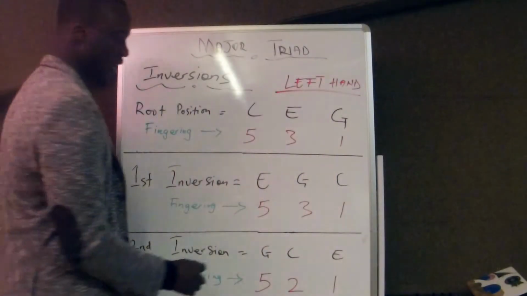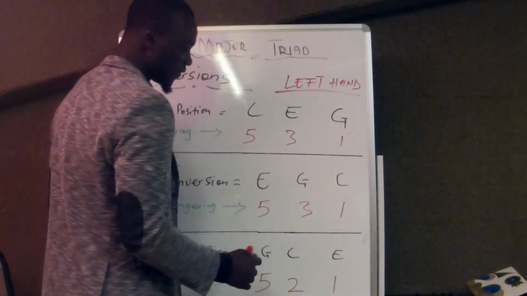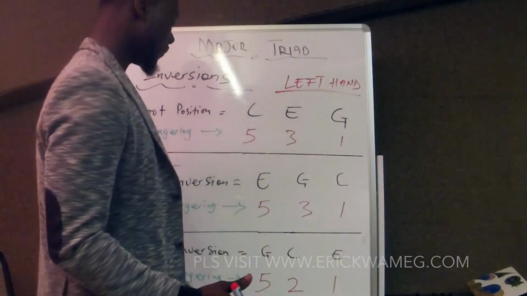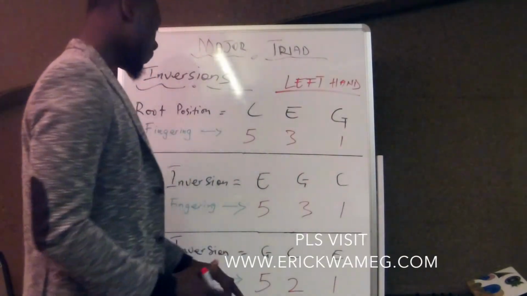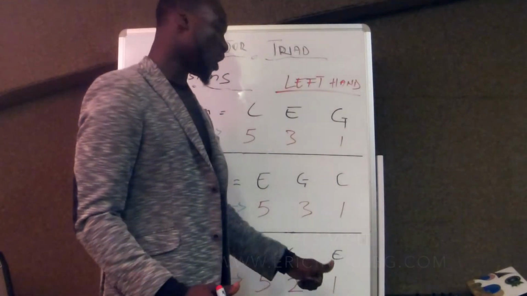Second inversion, you've moved the E further to the top. So if the melody note had E in it, then this would work nicely. So you have G, C, E, and the fingering for that, finger 5 plays G, finger 2 plays C, and finger 1 plays E.